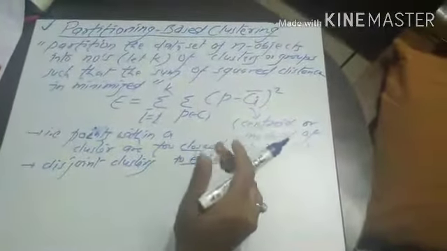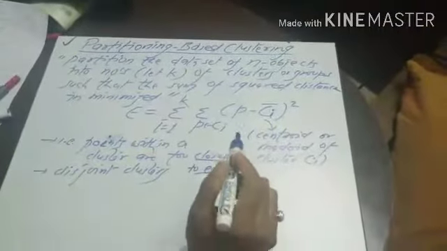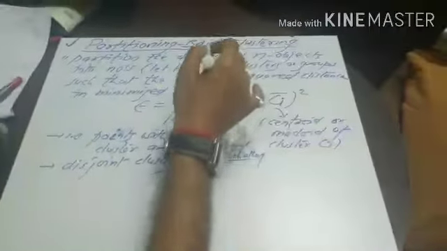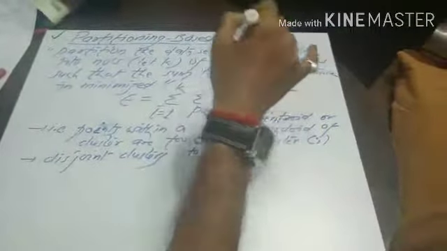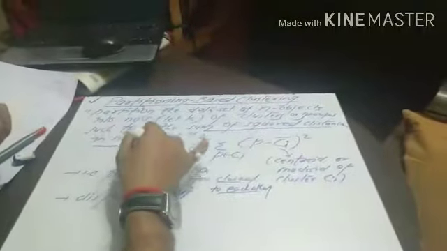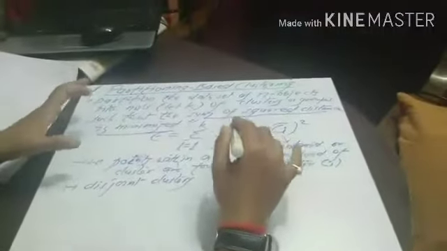Okay, now we move to partitioning based clustering. Most important type of clustering, partitioning based clustering. In partitioning based clustering, we partition the data set of objects into a number of clusters, let's say k clusters or groups, such that the sum of the squared distance is minimized.